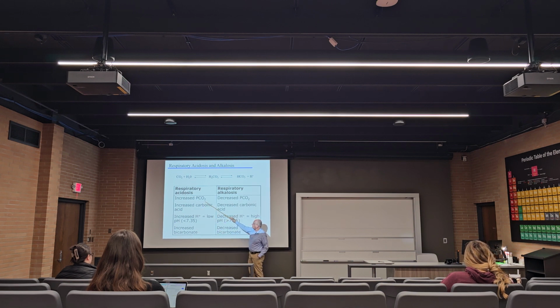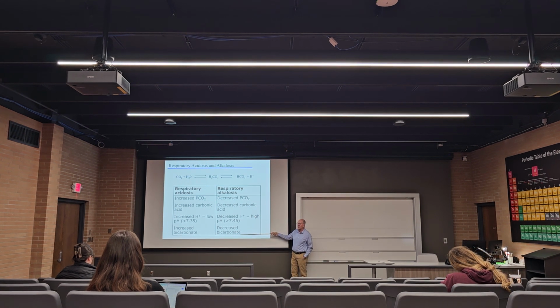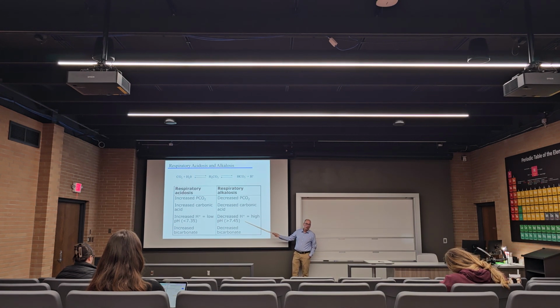So we're going to see high CO2, low pH. In respiratory acidosis, we have high CO2 and low pH. In respiratory alkalosis, it's the opposite. We're breathing too much and our CO2 levels are going down, which is causing our carbonic acid levels to go down, which means our bicarbonate levels are going down as well, but our pH is going high.